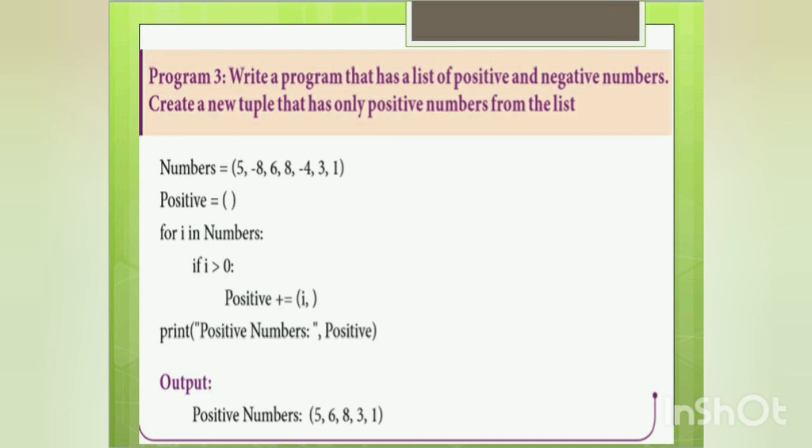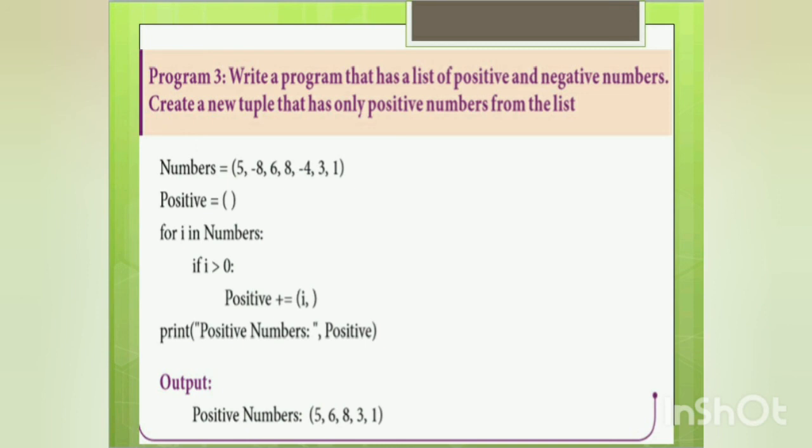After adding all the positive numbers, you have to display the elements, right? So how it works? You will take the first element 5 and check that 5 is greater than 0. Yes, so 5 will be appended in the positive tuple. So now in the positive tuple, 5 is stored. Then it will take one more element, minus 8. It will check if minus 8 is greater than 0. No, this is false. So it will omit that.